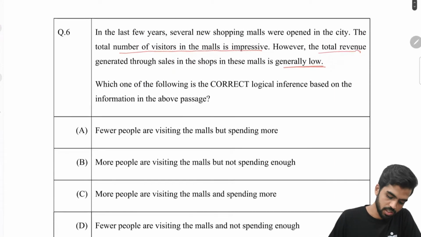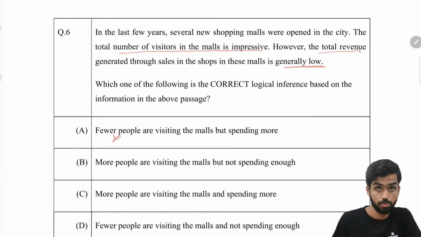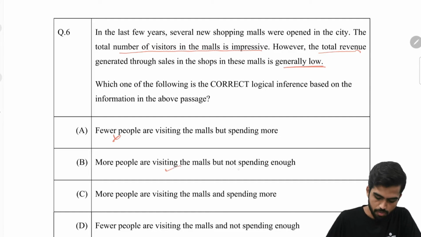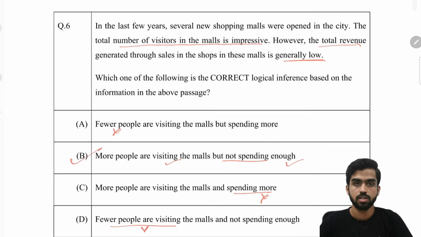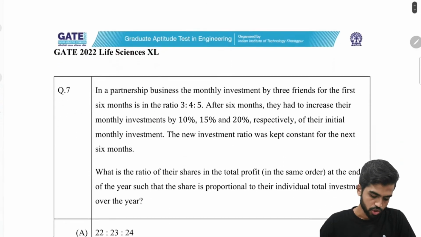Fewer people are visiting the mall. Wrong. More number of people are visiting the mall. More people are visiting the malls, but not spending enough. This is true because the revenue is low. More people are visiting the malls and spending more. Wrong because the revenue is less. Fewer people are visiting the mall. Wrong. So B is the answer. Moving on to the next question.